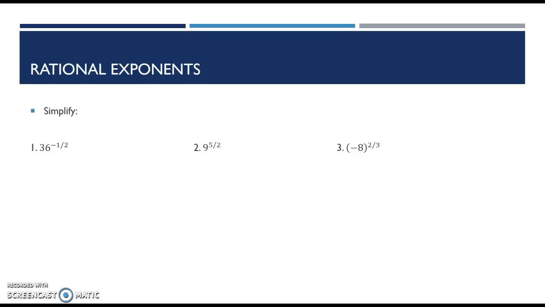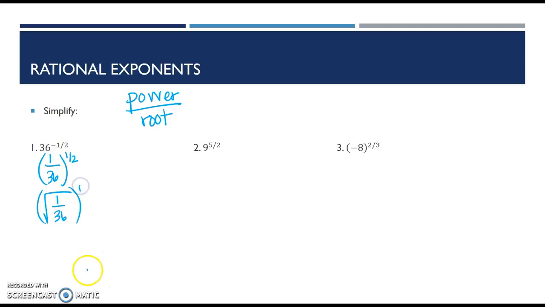Rational exponents. Okay, remember, power over root. So for this one, I've got 36 to the negative 1/2. Well, the first thing I can do is get rid of that negative. So I'm going to make this 1 over 36 to the positive 1/2. So it's to the first power, and it's a square root. So I'm going to take the square root of 1 over 36 to the first power.